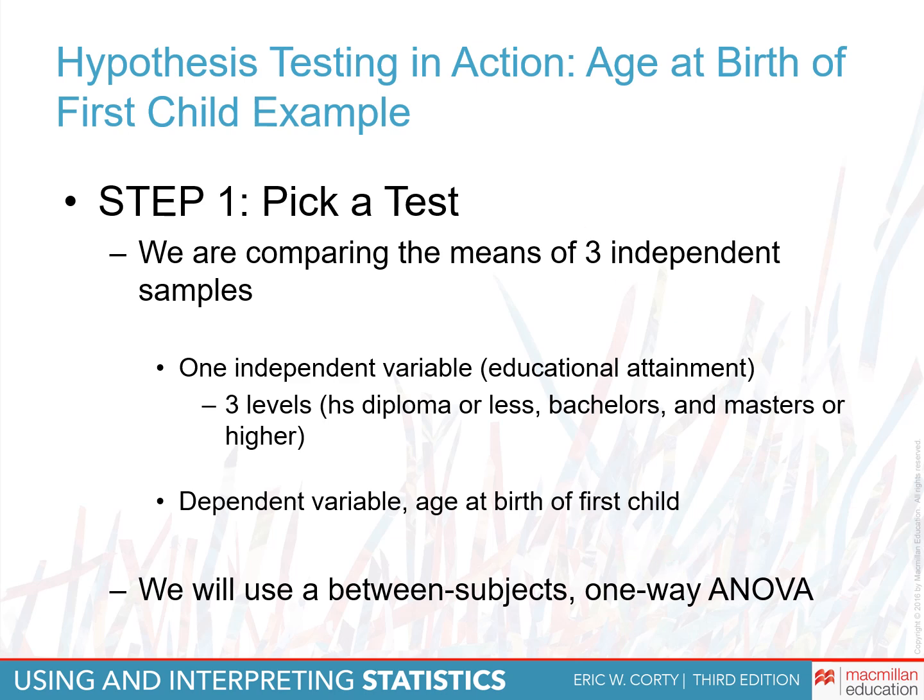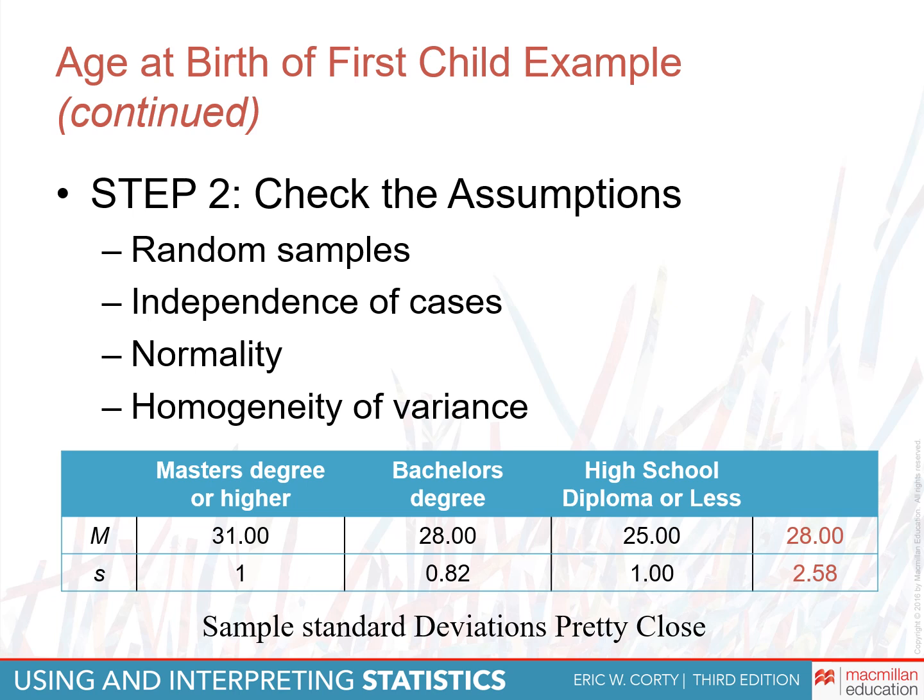All right, so now it's time to check our assumptions. So the assumptions that we have here is that we're assuming our data come from random samples. Let's assume that's true. We assume independence of cases. So we're going to assume that the people in the master's degree group don't have any relationship to the people in the bachelor's degree group, and they also don't have relationships to the people in the high school group. So it looks as though we have independence of cases. And we're going to assume normality. We're going to assume that our ages follow a normal distribution.